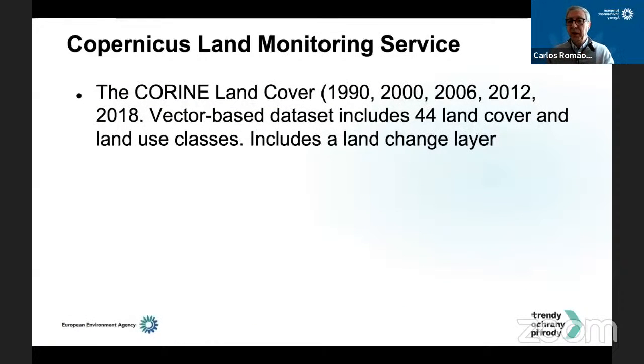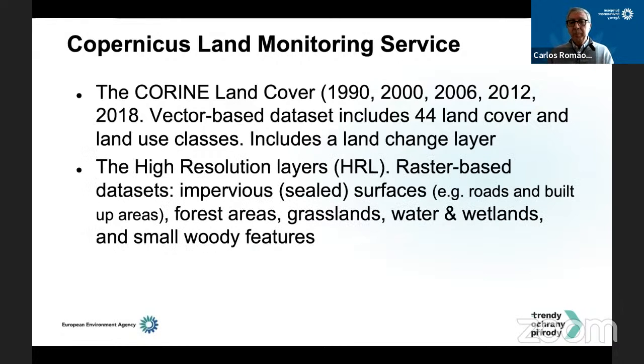So just briefly, the Corine Land Cover is a vector-based data set, and there are collections made on different years. The last one is 2018, and I think there is another one in production currently. And there are the high resolution layers, which are raster based, and also have some information that is very relevant for nature conservation. And there are many projects that are coming this year and in the coming years.